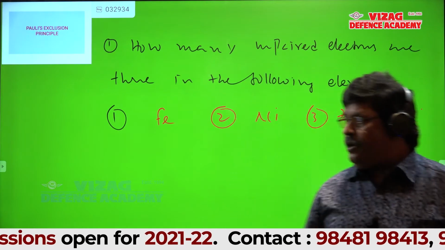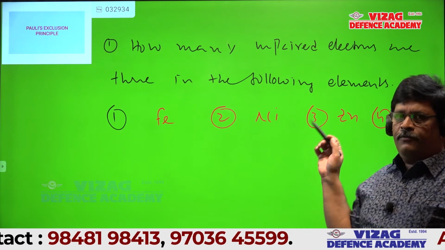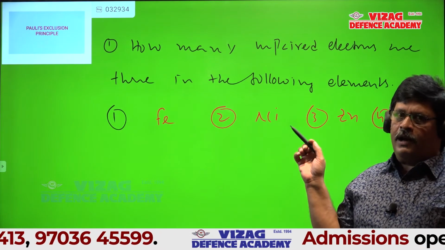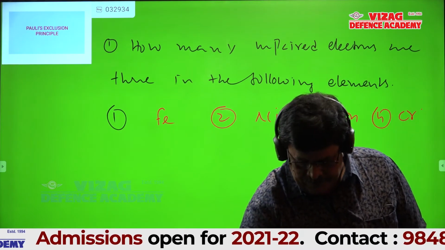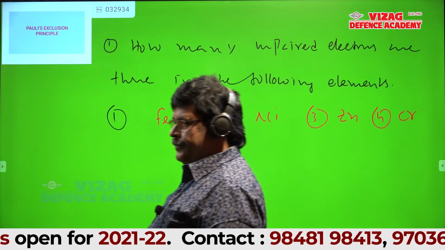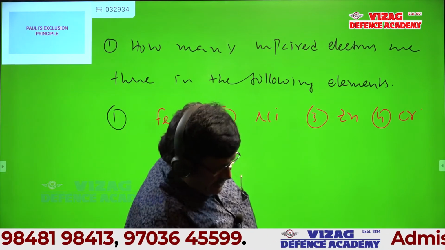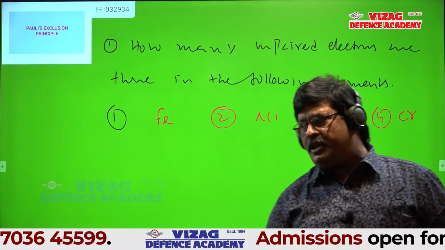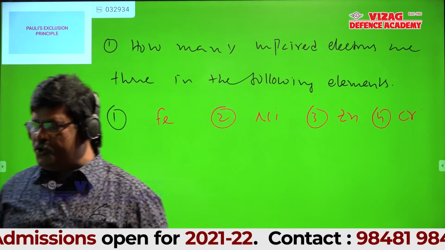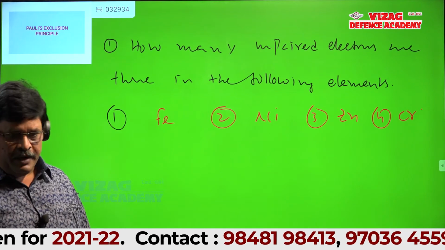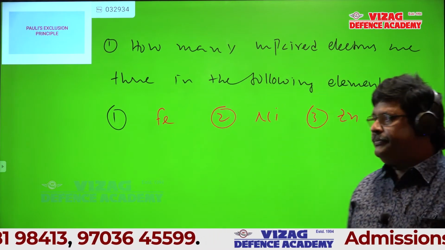For this, no need to write the full configuration, students. If you can write the outer configuration, you write it and then you tell the number of unpaired electrons. The first time and second time, for practice purposes, you should write the full configuration. After that it's not needed. Better if you can write the outer configurations of those elements, that is much better.